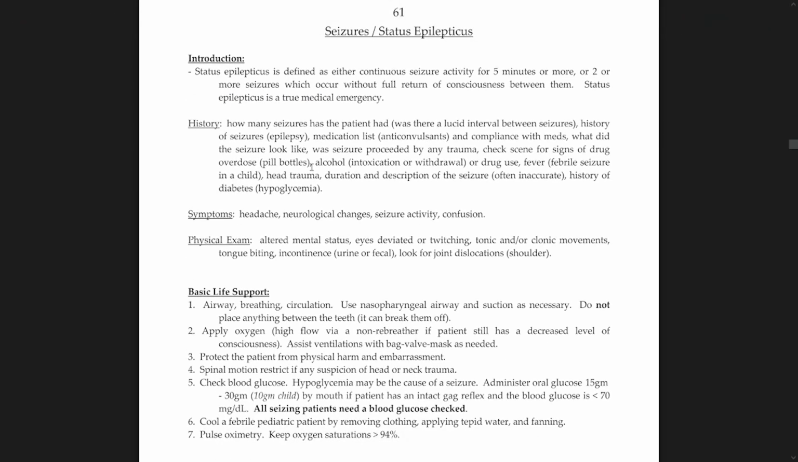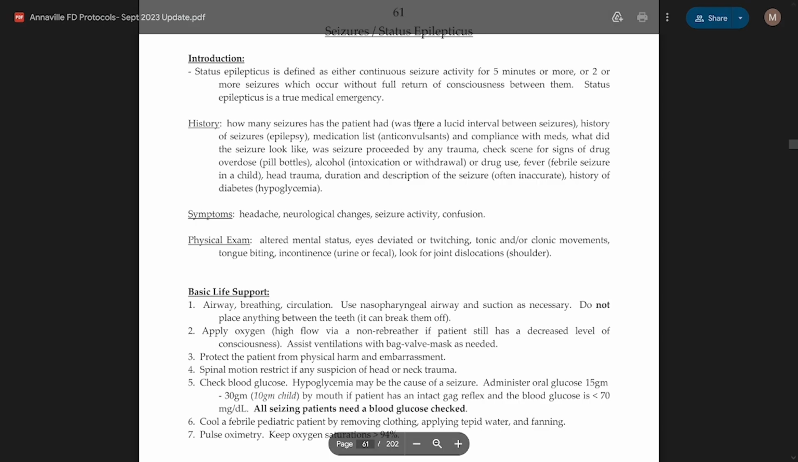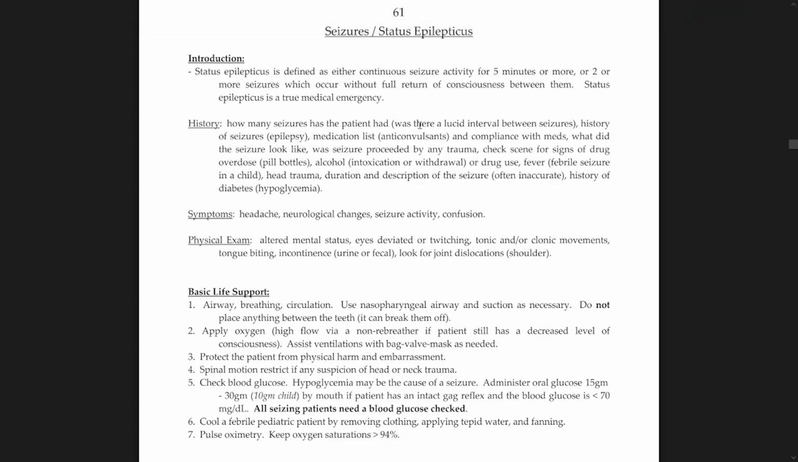So, some things you want to gather. How many seizures has the patient had? Was there a lucid interval between the seizures? A history of seizures or epilepsy? Do they have a medication list that includes anticonvulsants? Are they compliant with their medications? What did their seizure look like? Was the seizure preceded by any trauma?